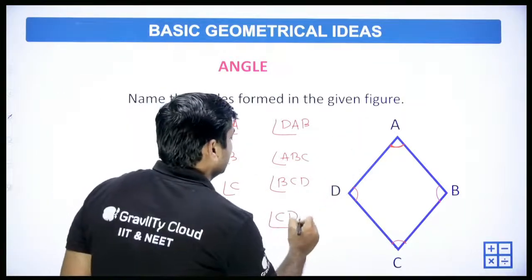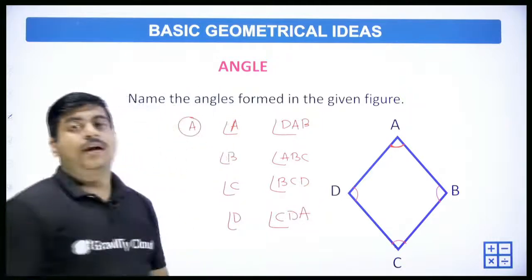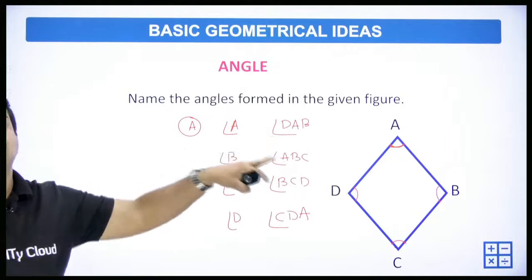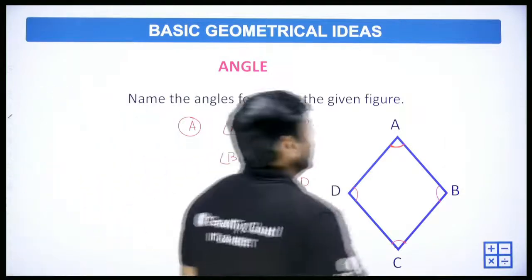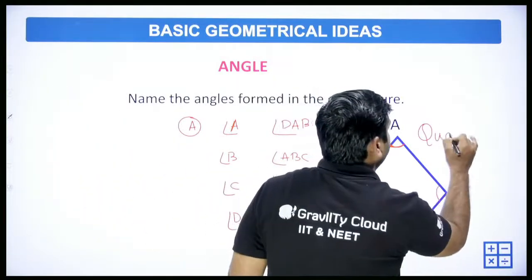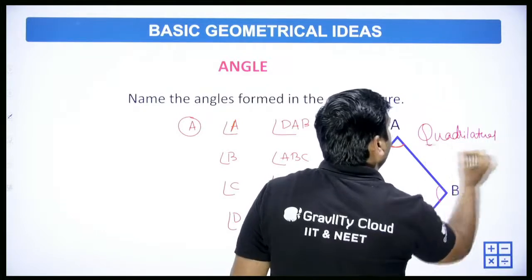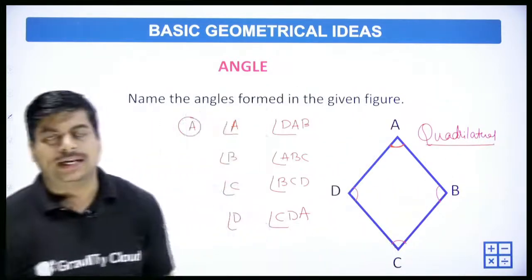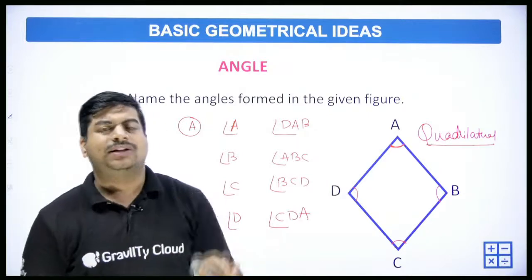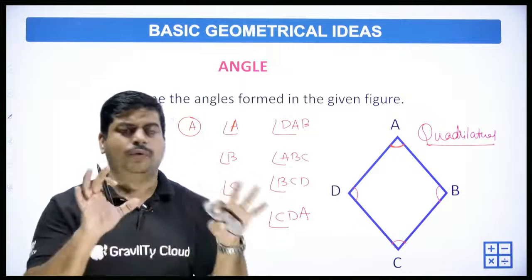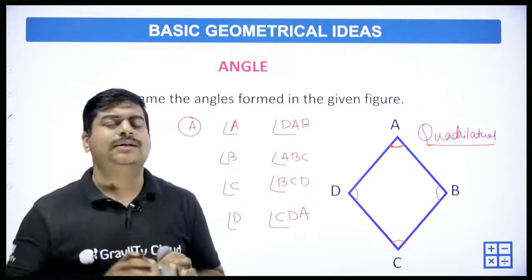So in total, how many angles are formed here? There are 4 angles formed in this shape. The 4-sided polygon, as I told you, is a quadrilateral. Again, in quadrilateral, we have different types: square, rectangle, rhombus, trapezium, parallelogram. Don't worry, we are going to discuss all those in the coming classes.